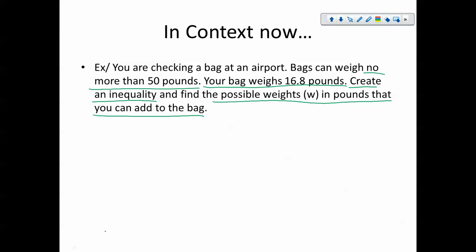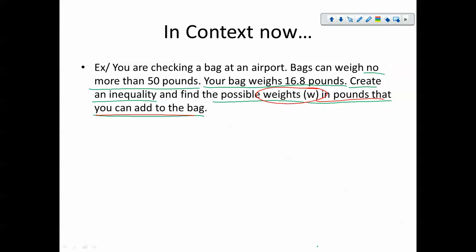So I can't bring more than 50 pounds. I have a bag that weighs 16.8. We need something, what's the weight that we can add? So we have this variable w that represents the weight in pounds that I can add to the bag. And then I've got 16.8 being the amount that I already have, and that has to be smaller than 50 pounds. So let's make an equation for that.